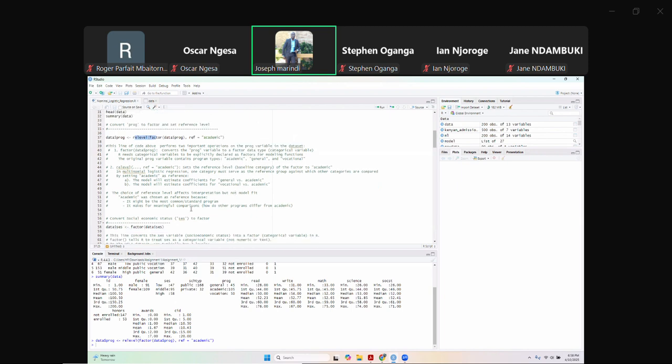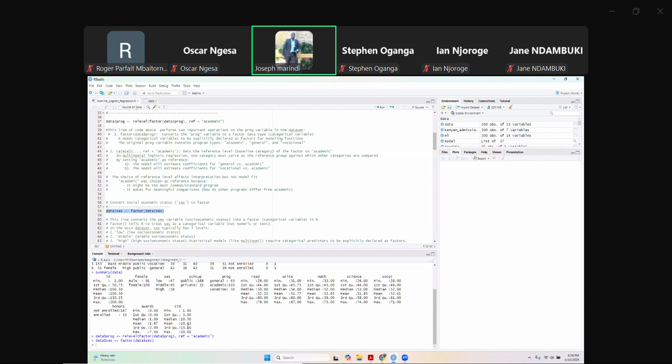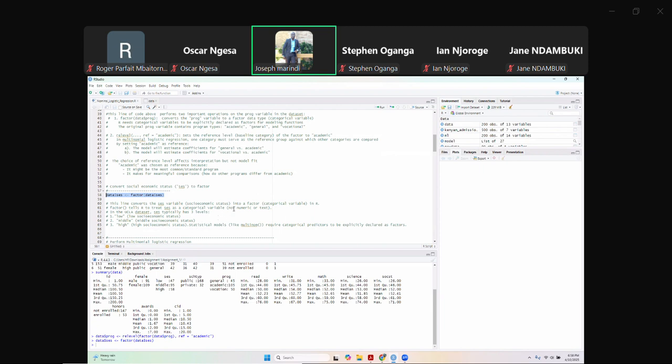We now need to set the second predictor variable to factor, which is socioeconomic status. Basically, this is what's happening on line 58. When we run this, that happens, as you can see down here. One of the predictor variables, socioeconomic status, has three levels. We have low socioeconomic status, middle socioeconomic status, and then high socioeconomic status.